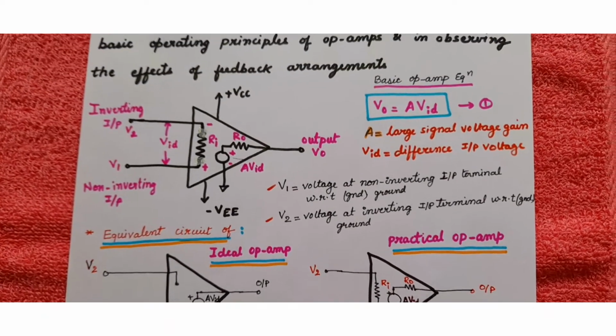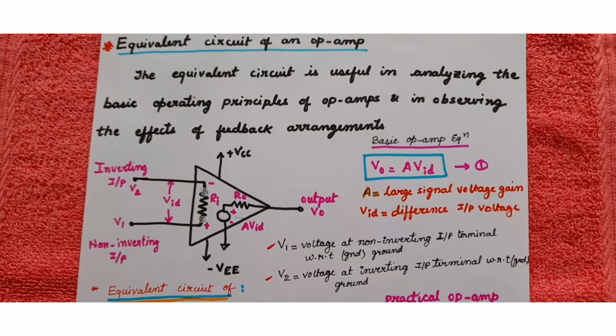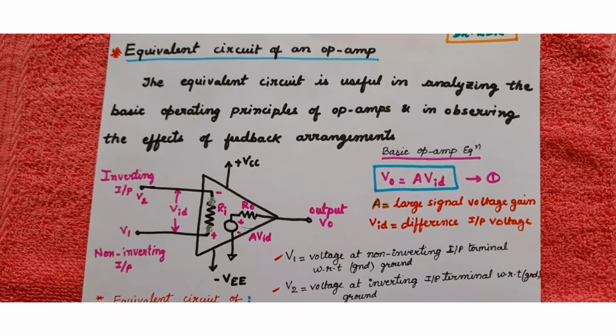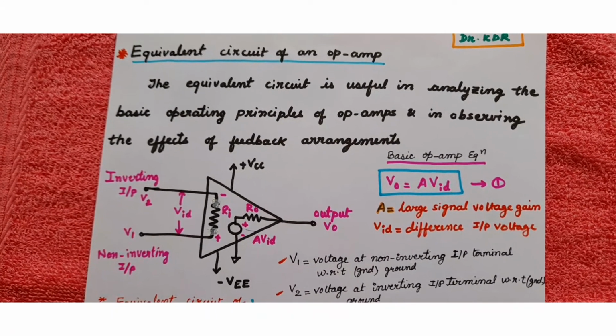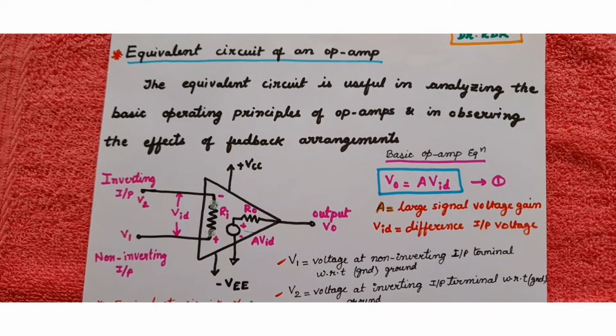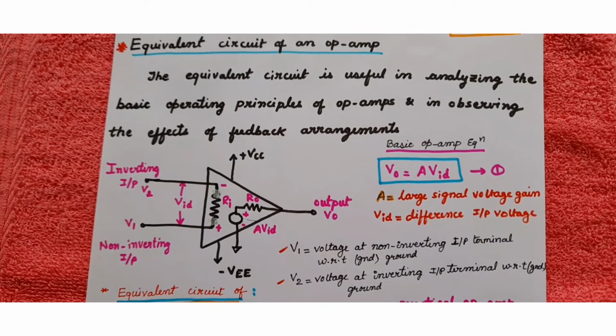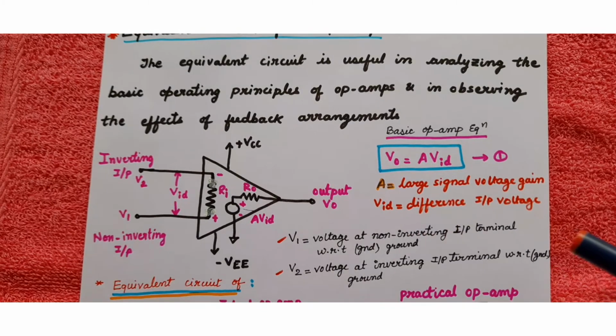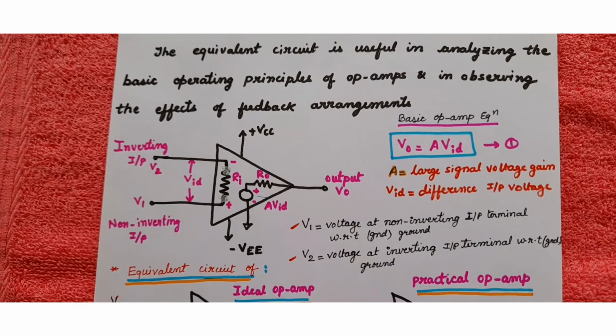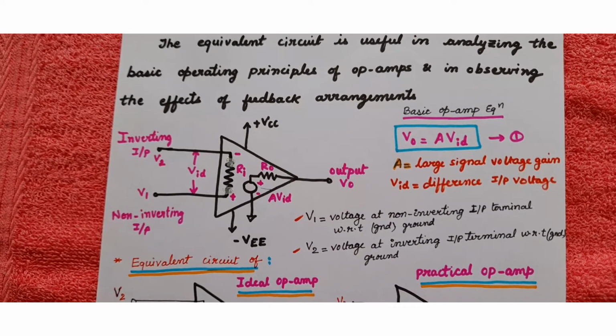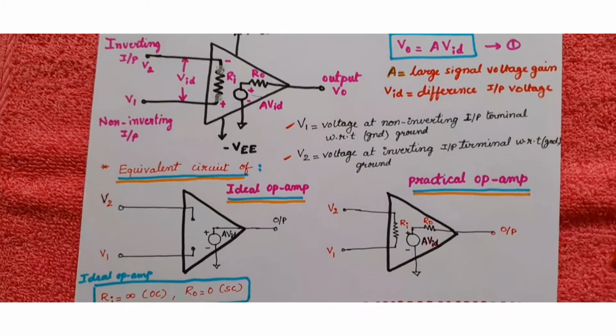What is the significance of an equivalent circuit? It is used for analyzing the basic operating principles of an op-amp, and coming to feedback configurations, we use this equivalent circuit for deriving the input resistance and output resistance equations also.